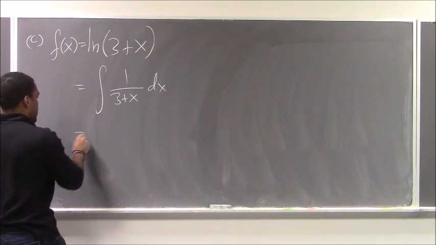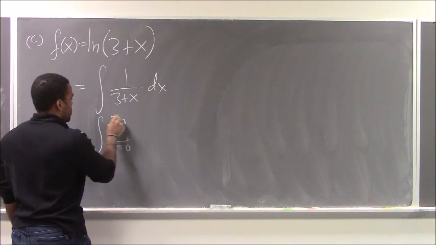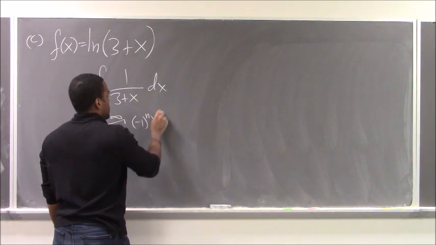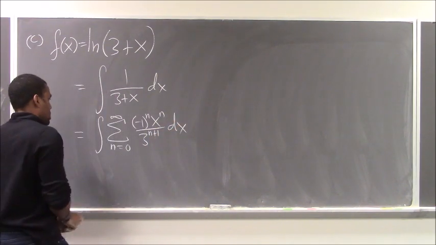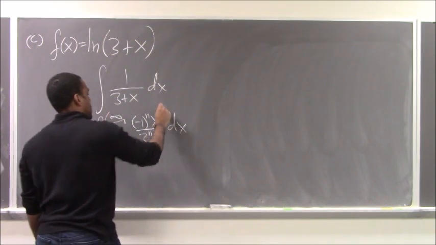And I already know how to write that as a series. So this is the integral of the series, n goes from 0 to infinity, minus 1 to the n, x to the n, over 3 to the n plus 1. So that's this guy.